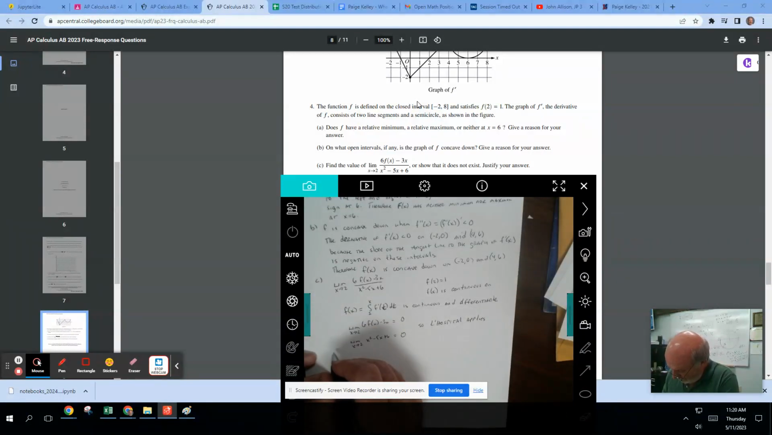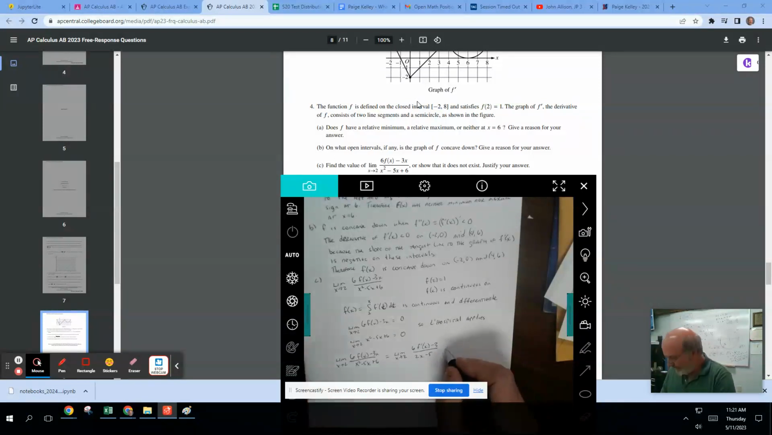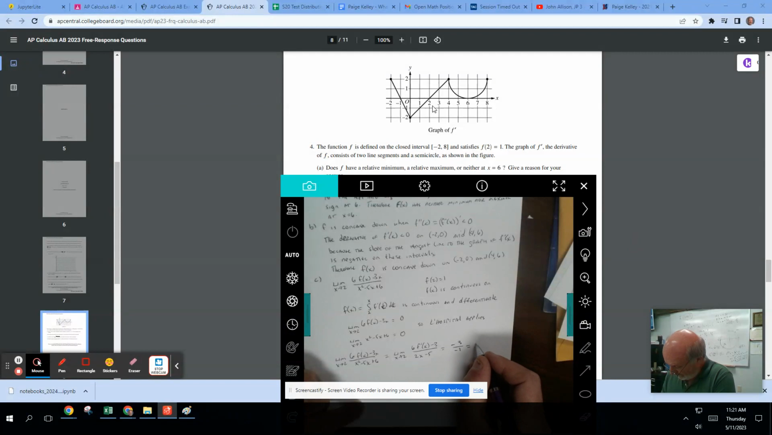And that means that the limit as x approaches 2 of 6 times f of x minus 3x over x squared minus 5x plus 6 is equal to the limit as x approaches 2 of 6 times f prime of x minus 3 over 2x minus 5. And this f prime of x we can evaluate directly. F prime of 2 is 0. So this equals -3 over -1, which equals 3.